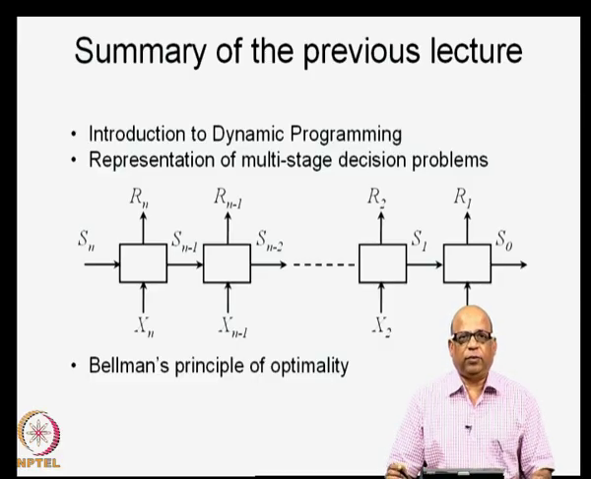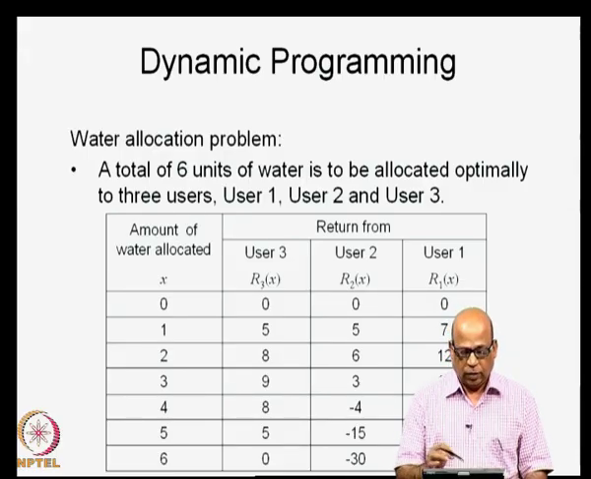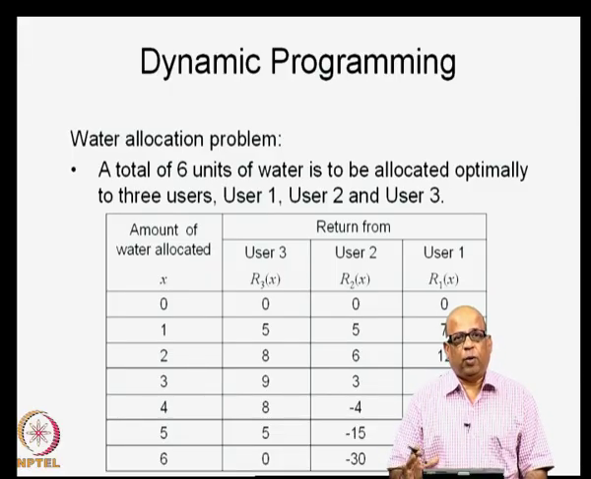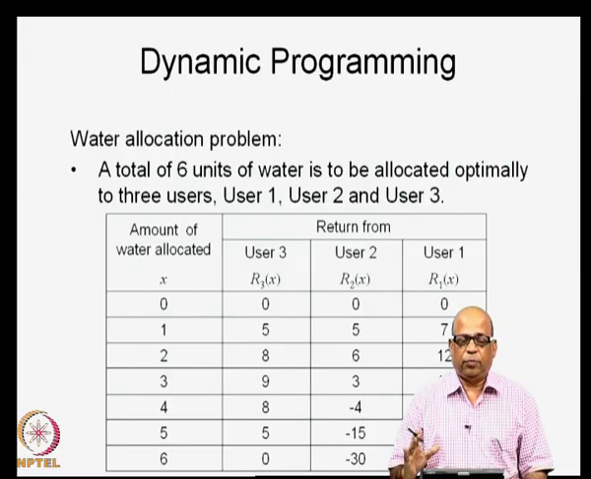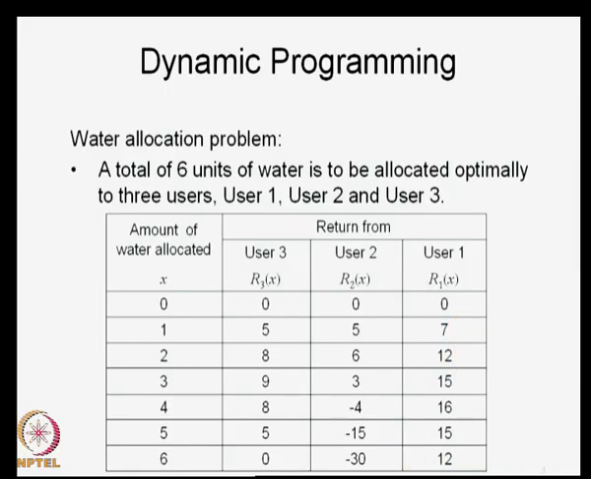And we started discussing the water allocation problem. For completeness' sake, I will restate the problem, and then the stage 1 computations that we did in the previous lecture. We will just go through it again quickly. There are 3 users, and an amount of water available of 6 units needs to be allocated optimally among the 3 users. The return that you get from a particular user for a given allocation is given in this table.